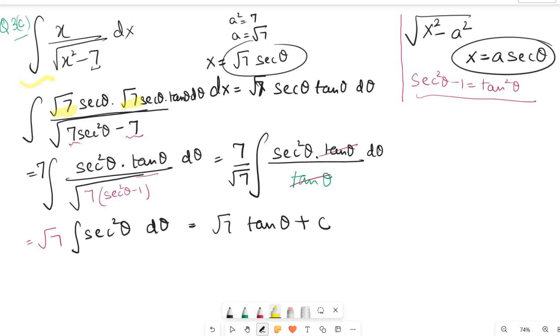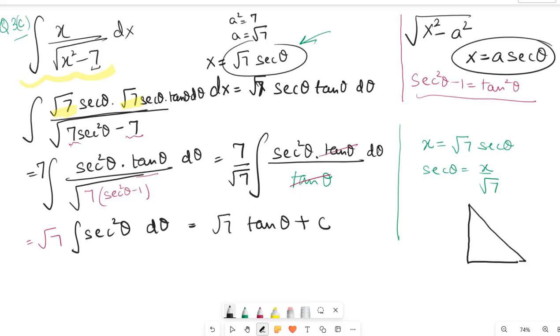But the original question is in terms of x, so we have to convert this tangent theta in terms of x. How do we do that? We get back to our starting substitution. That means secant theta is x by root 7. If we think of this in a right angle format with theta as the angle, secant is hypotenuse by adjacent. So hypotenuse can be written as x, adjacent can be written as square root of 7. Using the Pythagorean identity, this side would be square root of x squared minus 7.